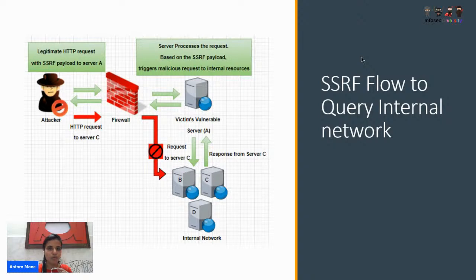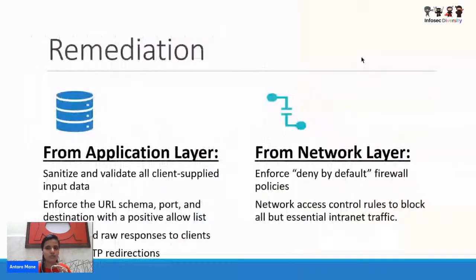Based on the SSRF payload, it will trigger the malicious request to query the internal resources, maybe C. The request can go from C to D, D to B, B to C, the way the payload has been configured. Using this mechanism, an attacker can successfully communicate to the internal resources, that is B, C, and D, which are restricted when querying directly to any of these servers, right? So this is how an SSRF actually works.